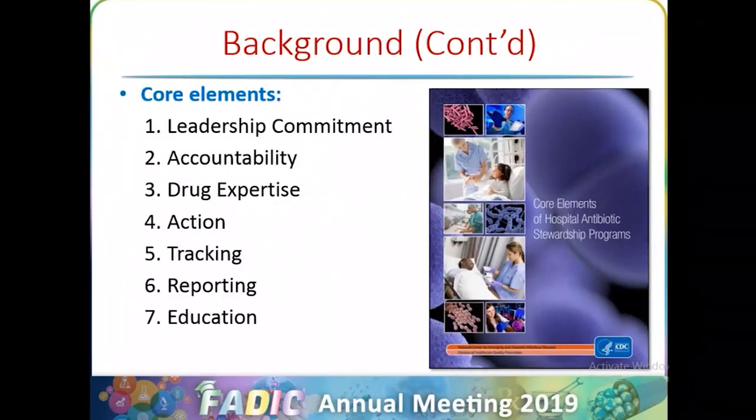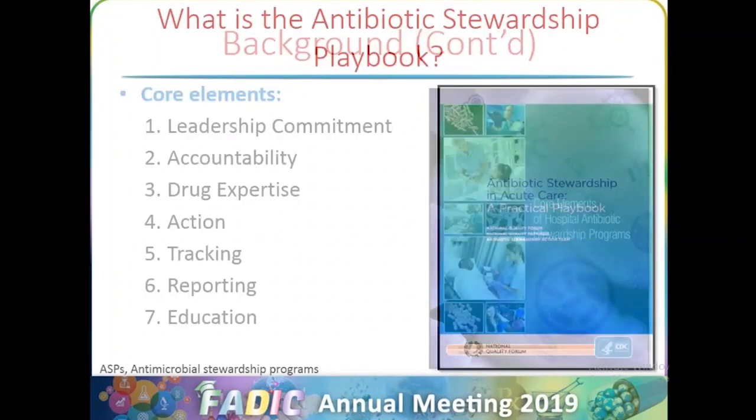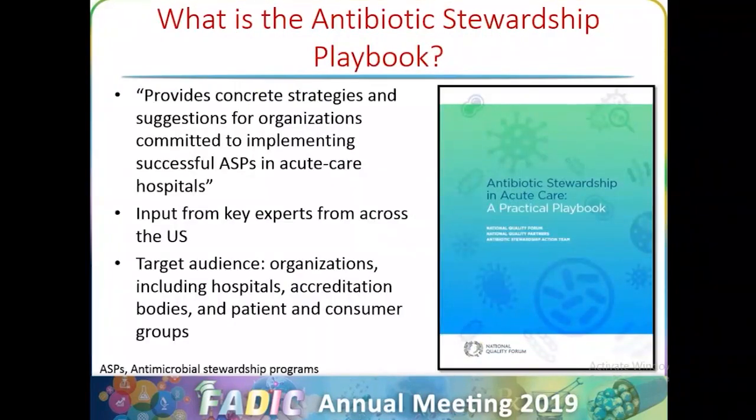Now, what is the antibiotic stewardship playbook that I mentioned early in this presentation? And I mentioned that the main objective of this presentation is to be able to know how to use this playbook. So there is an agency in the United States called the National Quality Forum that published a book called Antibiotic Stewardship in Acute Care, a Practical Playbook. And basically it defines itself as being a resource that provides concrete strategies and suggestions for organizations committed to implement successful ASPs or antimicrobial stewardship programs in acute care hospitals.